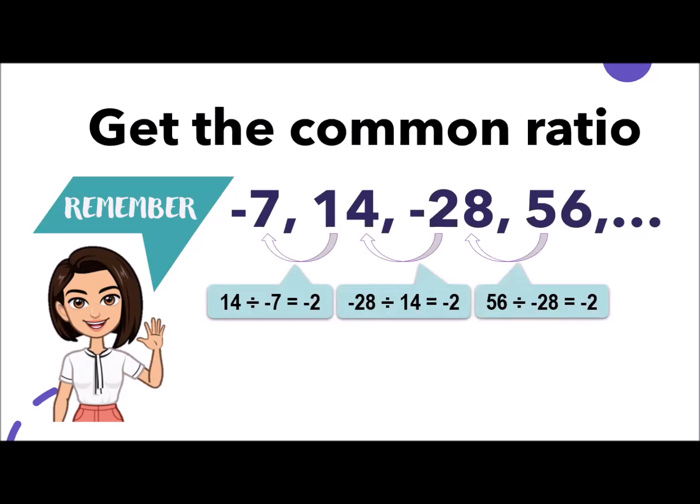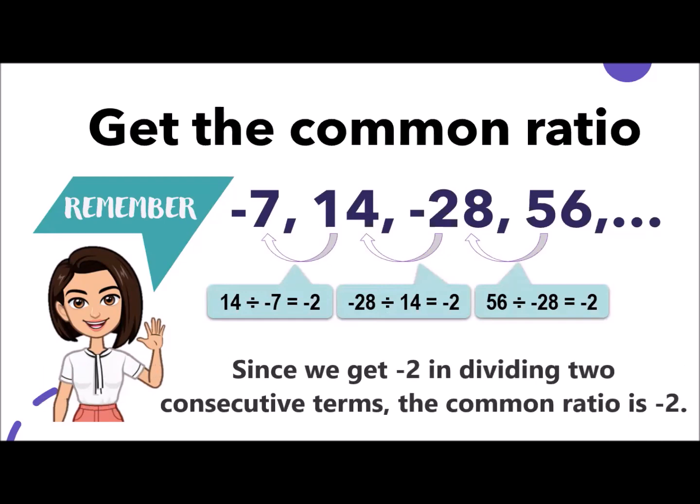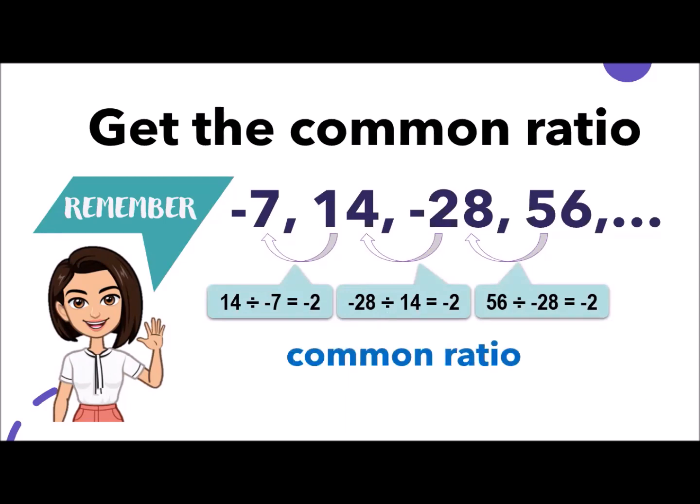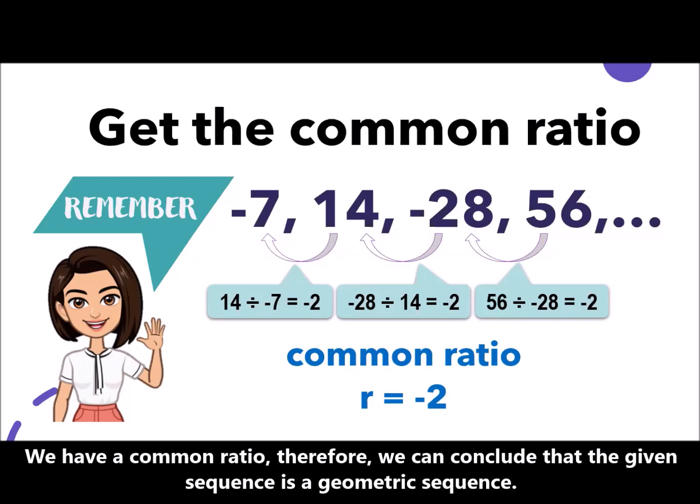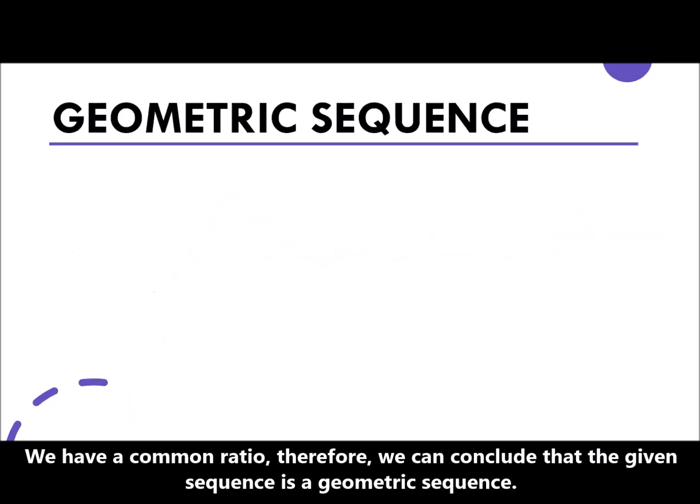Kaya nga tinawag na common ratio by the term common kasi pare-parehas ang nakuha natin. And then, bakit siya ratio? Because the operation involved is division. Okay, I hope you remember that. So, our common ratio here is -2. So, we could conclude that this sequence is a geometric sequence. So, I hope you could still remember.